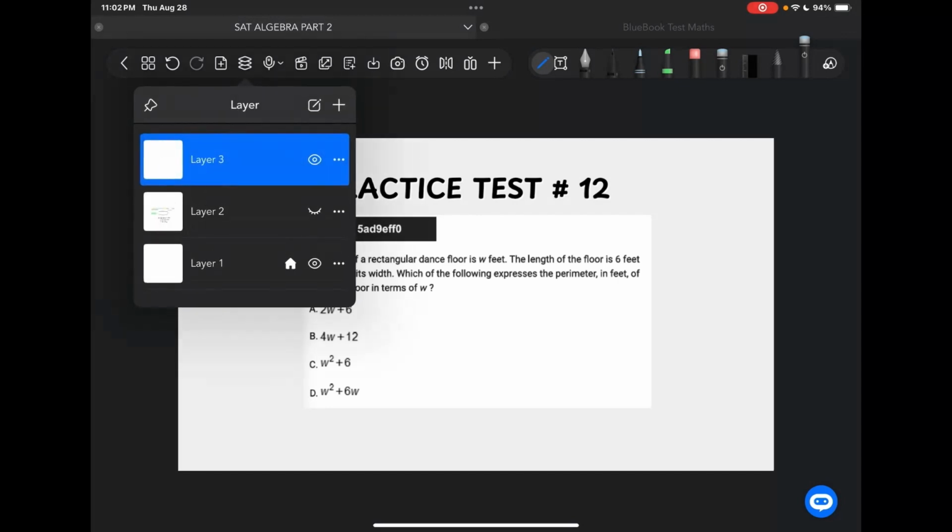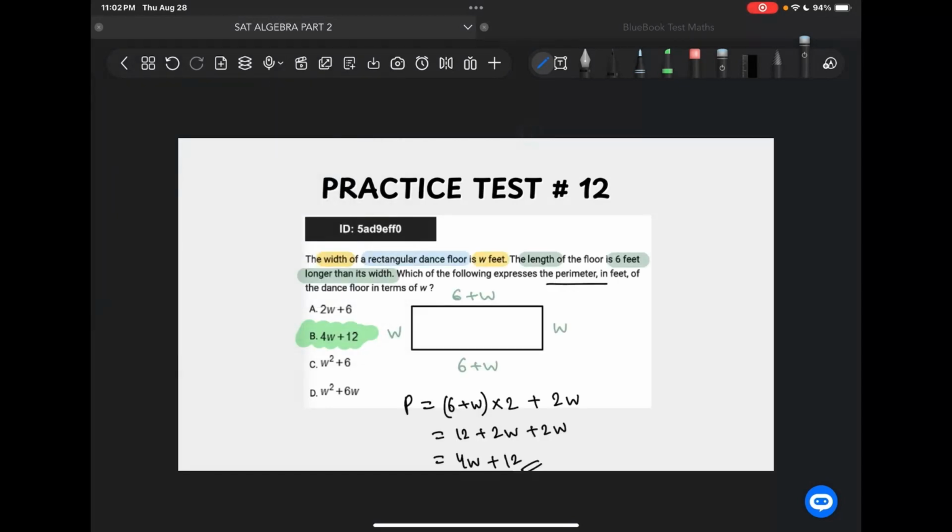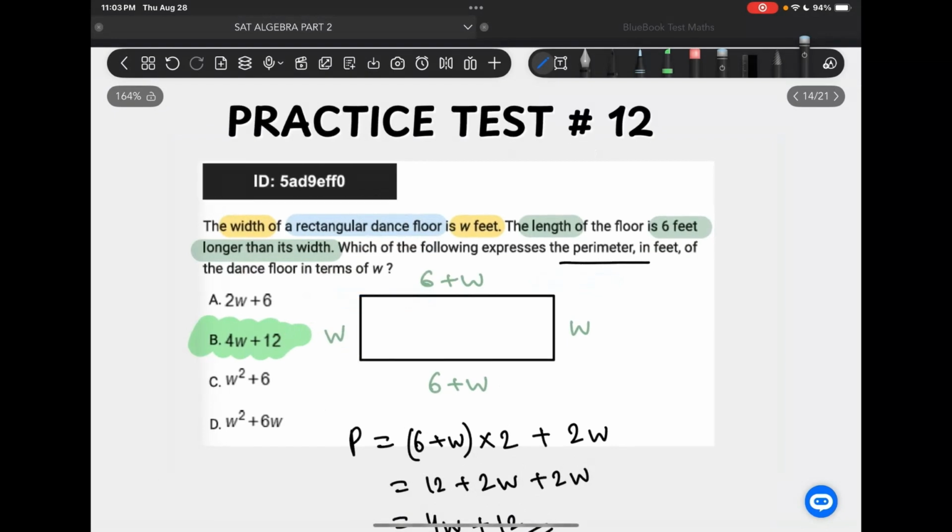Okay, I'm going to show you guys how to do it now. The width of a rectangular dance floor is W feet. The length of the floor is 6 feet longer than the width. Which of the following expresses the perimeter in feet of the dance floor in terms of W?